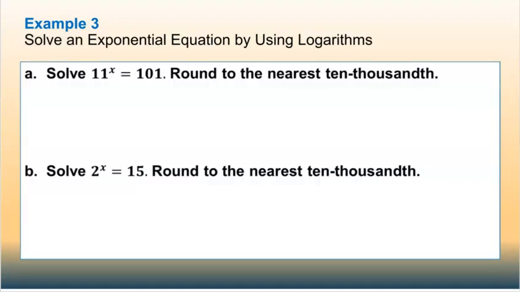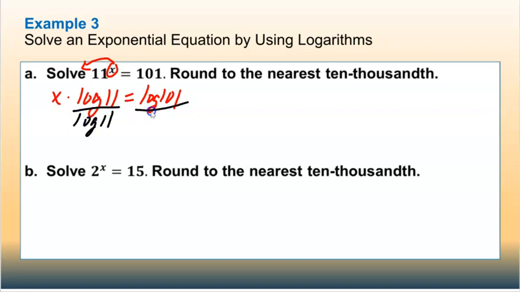Next is our solving of exponential equations by using the logarithms. Now, when we have an exponential, we're going to use the properties of logarithms to help us simplify it. So this first one here, since I have an exponent here, I'm going to use the power rule of exponents. So that means I'm going to put this out in front, and this will be x times common log of 11 equals, if I do the log of one side, I have to do the log of the other side, so there'd be a log of 101. Now I can get x by itself by dividing by a log of 11 on both sides.